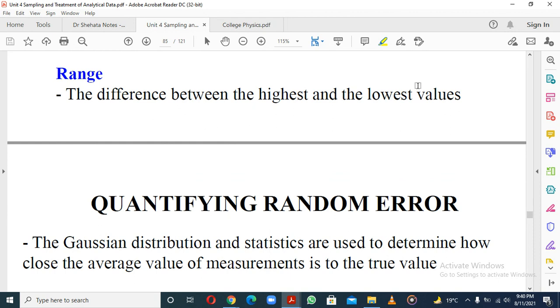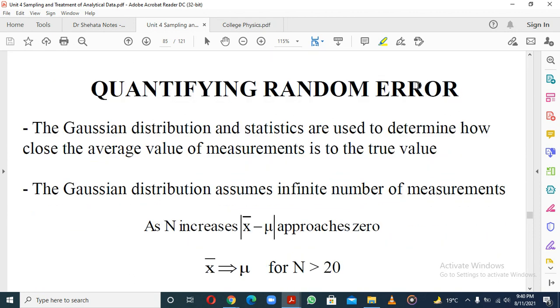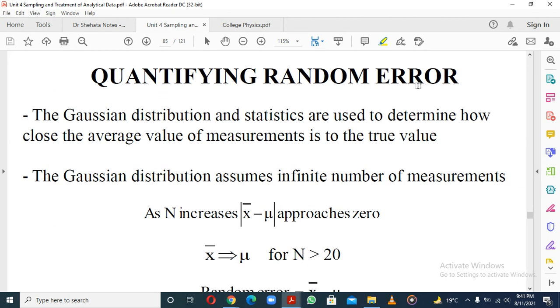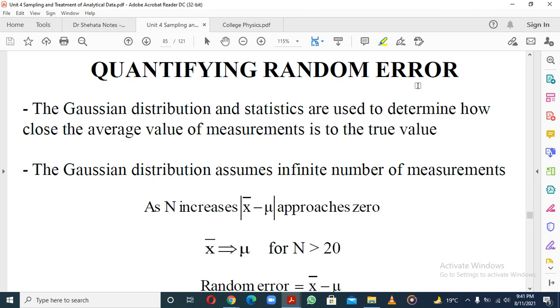Okay, great. This topic is long. Anyway, they tried to compress the entire analytical chemistry into just one unit, so that's why it seems like a lot. We used to learn this course for 6 months, so you can imagine. But not just this, other things as well. Anyway, quantifying random error.